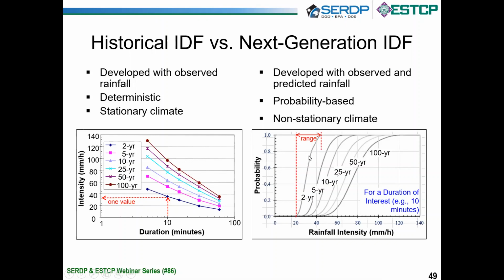And each value of this rainfall intensity has an associated probability. For example, for this 34, the probability is roughly 80%. So this is probability based. Usually we will have a range of intensities for a given duration and return period. These kind of curves consider non-stationary climate, that is, they consider the future uncertainties of climate variations.